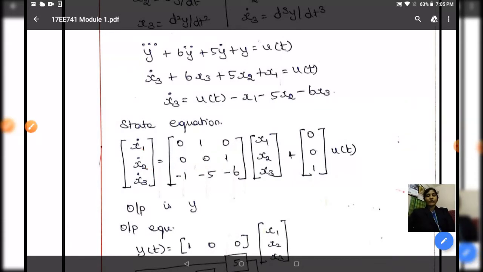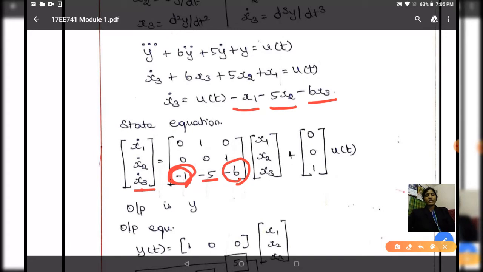Same thing when you come back to your last row. This particular element is the coefficient of x1. You can see over here x3 dot is equal to, what is the coefficient of x1 here? Minus 1. This is the coefficient of x1 in x3 dot. This particular element is the coefficient of x2 in x3 dot, which is minus 5. So we need to write minus 5. The next element will be the coefficient of x3 in x3 dot. What is the coefficient of x3 in x3 dot? Minus 6. Likewise, you need to frame your A matrix. So it is your A matrix.